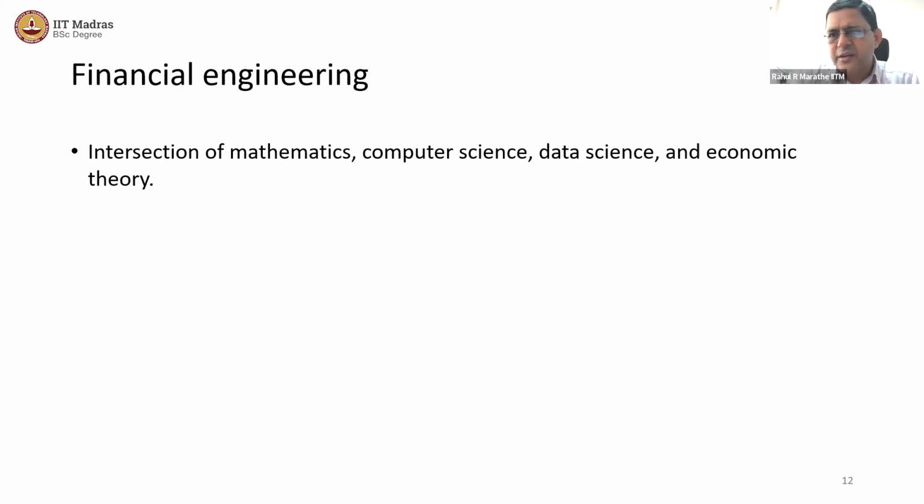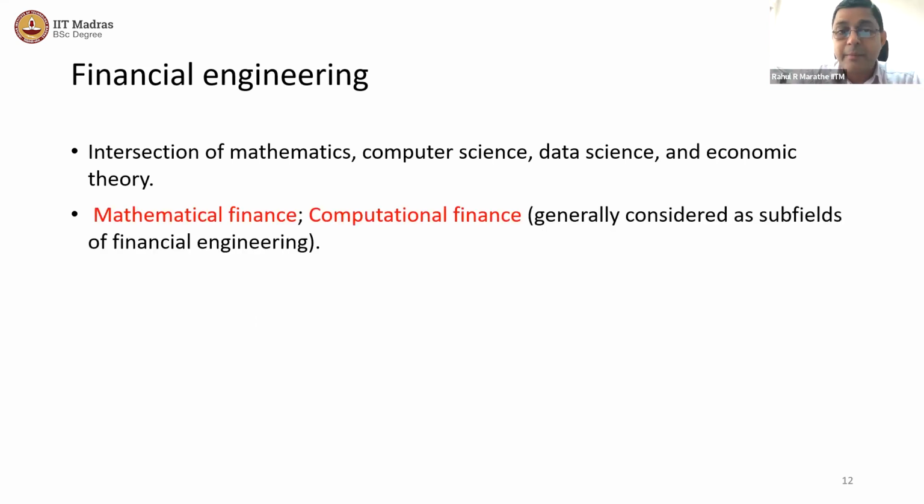There are other terms that are very commonly used. For example, mathematical finance or math finance, right? Or computational finance. Now the way these terms are being used, usually it is said that mathematical finance as well as computational finance have been now more or less classified as subdomains of this financial engineering, right? We have to be clear here.